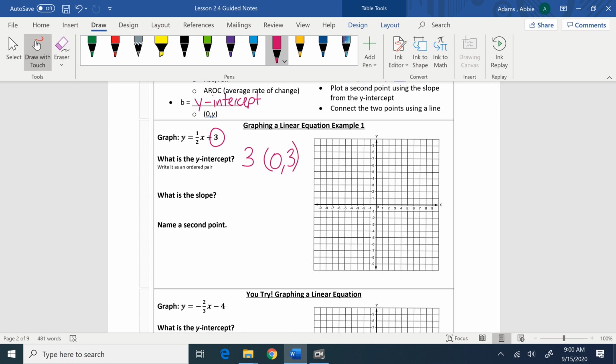And let's find that on our graph. So that's a positive value. We're going to go up on our y-axis 1, 2, 3. So we have our y-intercept.